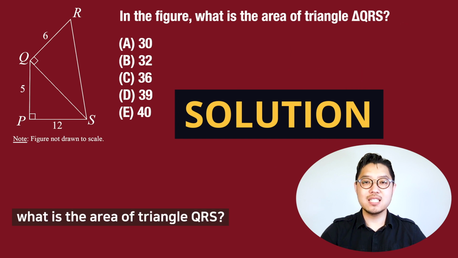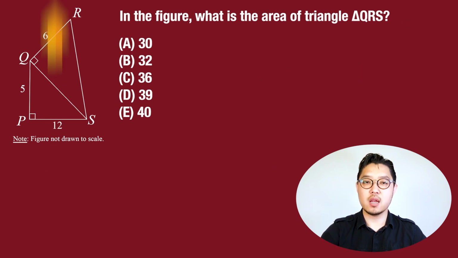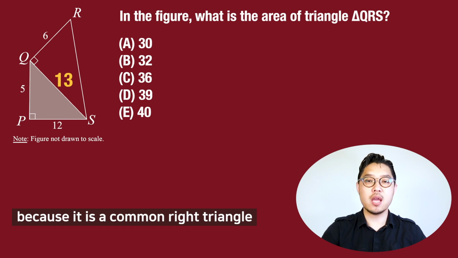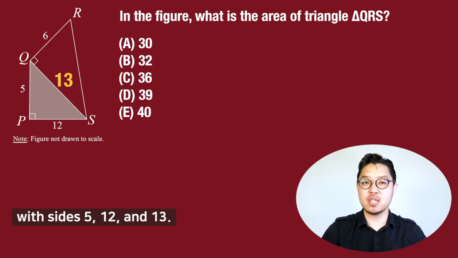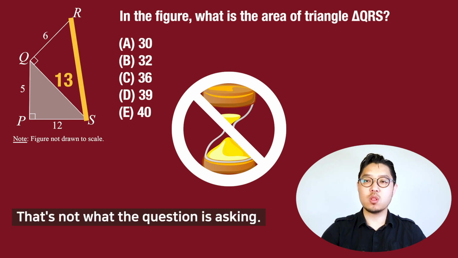In the figure, what is the area of triangle QRS? This figure is also not drawn to scale. From the figure, we know that triangle QPS must have a hypotenuse of 13 because it is a common right triangle with sides 5, 12, and 13. Don't waste your time trying to solve for the length of RS. That's not what the question is asking.